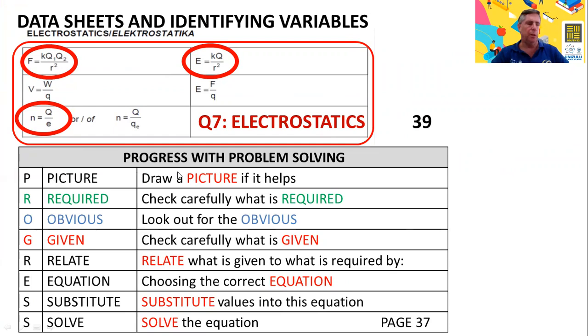Good to draw a picture, but a very good picture is given in the exam, so there's no need to do that. You can just draw on their picture. Work out what is required, which we've highlighted in green. Look for what's obvious, things like K, the Coulomb constant. Check carefully what is given, which I've highlighted in red, and then relate these by choosing the correct equation, as we've done above here. Substitute and solve.